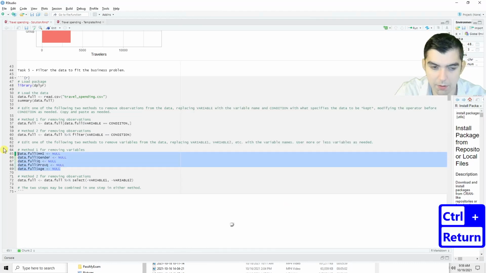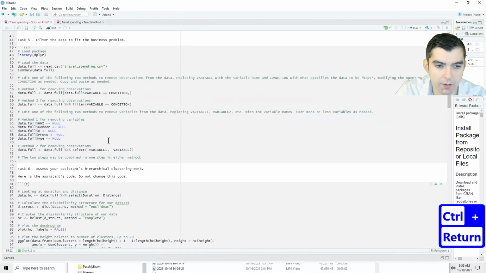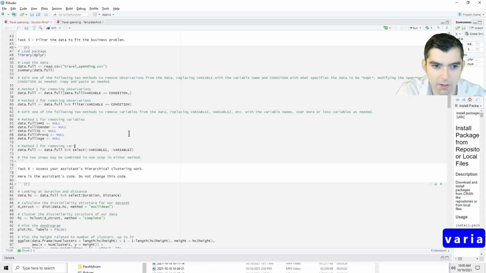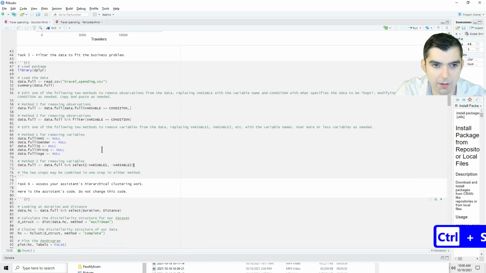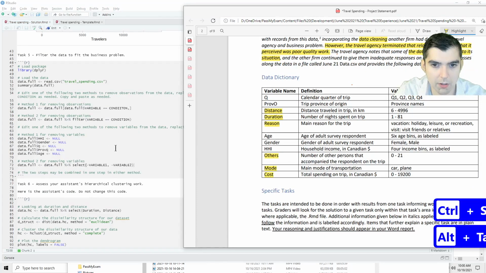Okay, so we're gonna delete these, and then this says method 2 for removing observations. This is actually wrong. That's a typo on the SOA's part. That's method 2 for removing variables. The two steps may be combined in one step, either method. Okay, so once we do that, now we want to address the observations.